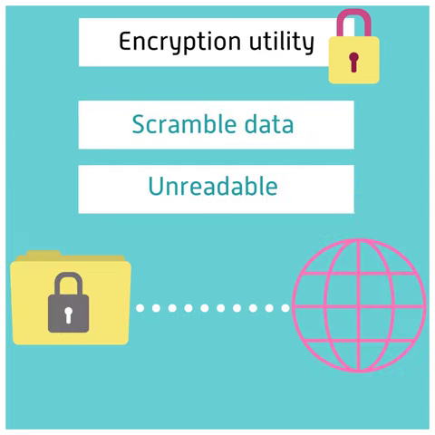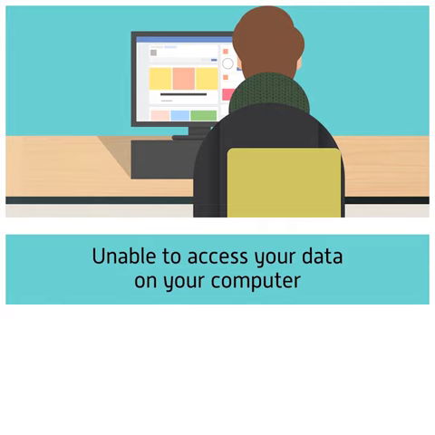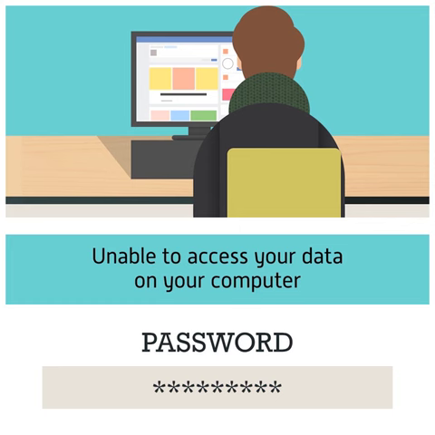An encryption utility is needed in order to scramble data, making it unreadable. This is useful if you plan to send confidential data across a network, or if you simply want unauthorized users to be unable to access your data on your computer. In order to access the data, a person must enter a password or key, and the encryption utility decrypts the data.